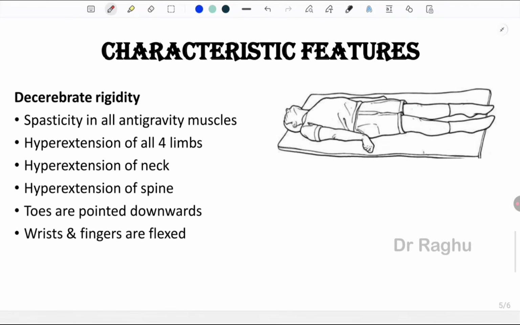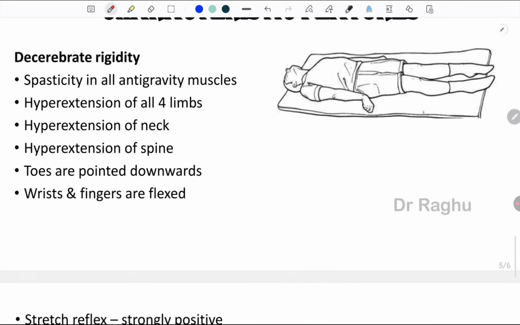So the first and foremost and the most obvious feature here is rigidity. That is decerebrate rigidity. This is how the person's posture will be whenever there is a lesion at the intercollicular level. So what is going to happen? There is marked rigidity, isn't it? Now why is this happening? We have already understood that the extensor muscles are becoming overactive because of unopposed facilitatory influences. As a result of that, we are seeing spasticity in all the anti-gravity muscles, the upper and lower limb muscles, that is all the four limbs, held in hyperextension.